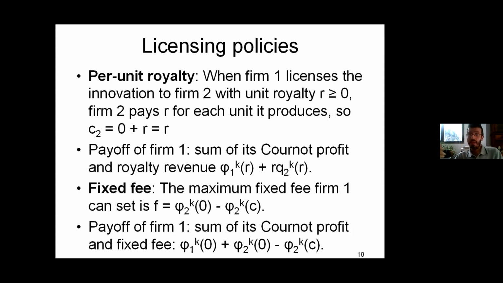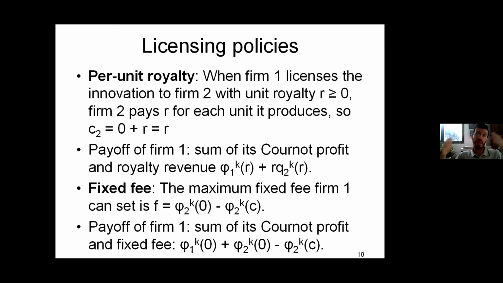In the case of the fixed fee, instead, firm 2 is paying a fee to firm 1 which does not depend on the quantity produced. And the maximum fixed fee that can be set by firm 1 on firm 2 is given by the difference between the profits of firm 2 in the case of the license, so when the marginal cost of firm 2 is 0, minus the profits of firm 2 when it has no license, so when the marginal cost is equal to c. And in this case, the payoff of firm 1 is the sum of its Cournot profits and the fixed fee. So what about the structure of the game?